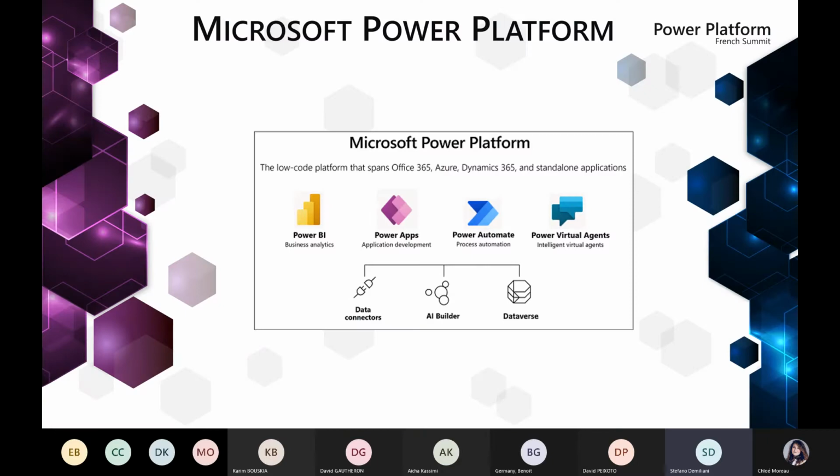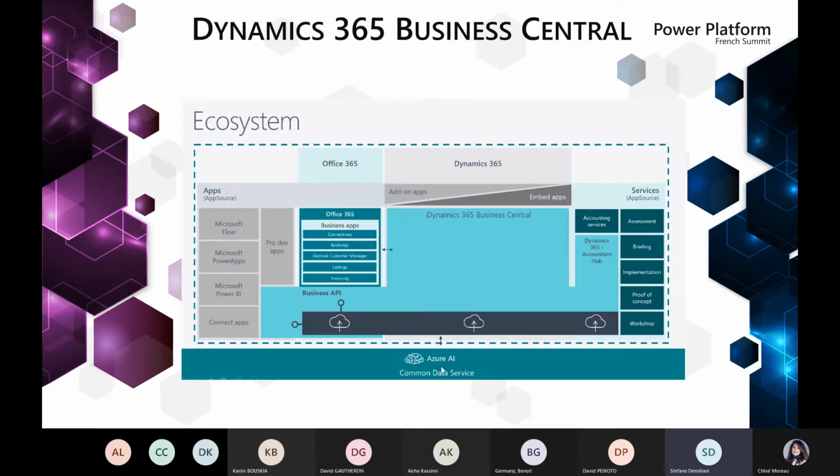As an introduction, I think that if you are here, you already know what the Power Platform is. It's a low-code platform that spans Office 365, Azure, and Dynamics 365 products. The Power Platform is mainly composed of four main products. Our attention today will be on Power Automate, Power Apps, and Dataverse, the new name of the Common Data Service, and we'll see how you can work with them.